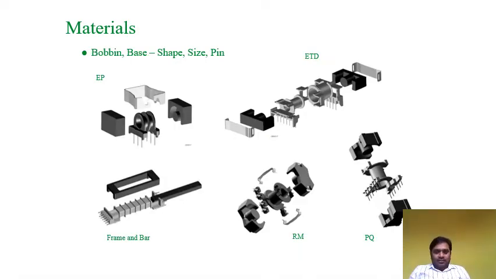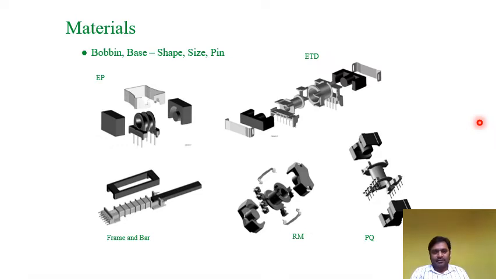So here we are going to discuss the next material, which after the core is the bobbin. Different core geometries use different shapes of bobbin, in different sizes and pin configurations. This kind of bobbin is used for the EP type of core. This kind of bobbin is used for the ETD type of core. You can see the complete geometrical assembly has been shown here. The PQ type of core uses this kind of bobbin, the RM type of core uses this type of bobbin, and frame and var use this type of bobbin.